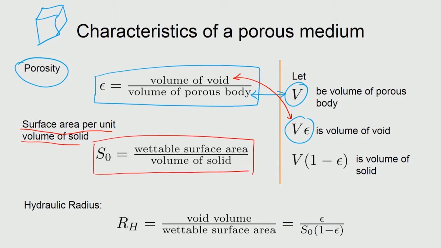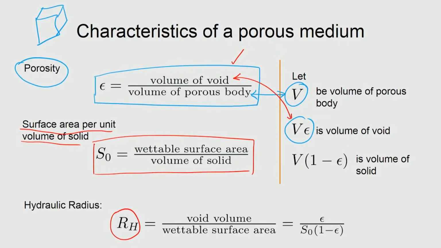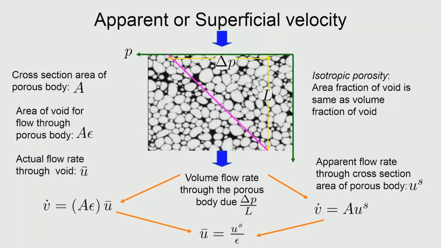So from whatever we have seen till now, you could use these two quantities to arrive at the hydraulic radius of the pipe, which we are imagining as equivalent to the interconnected void. Hydraulic radius, we have already seen, is the ratio of the void volume to the wettable surface area. The void volume is coming from the first definition, and the wettable surface area is coming from the second definition. So RH is an expression that involves two characteristic features of a porous medium, namely epsilon and S naught. So once we have the RH, this is what we do.